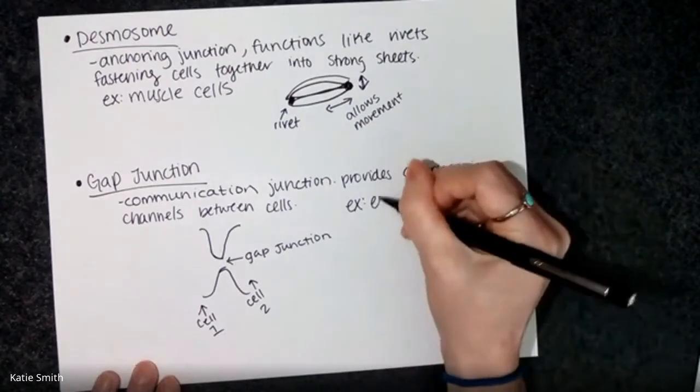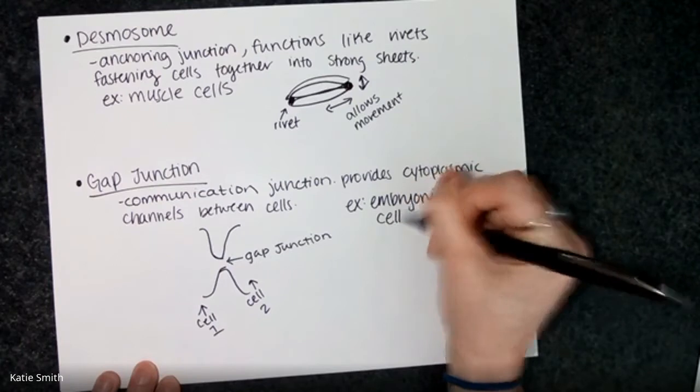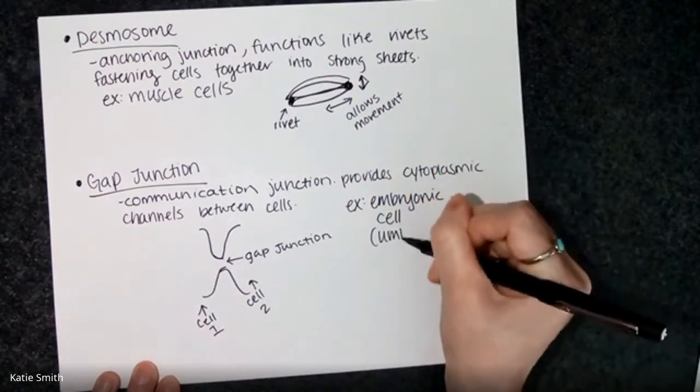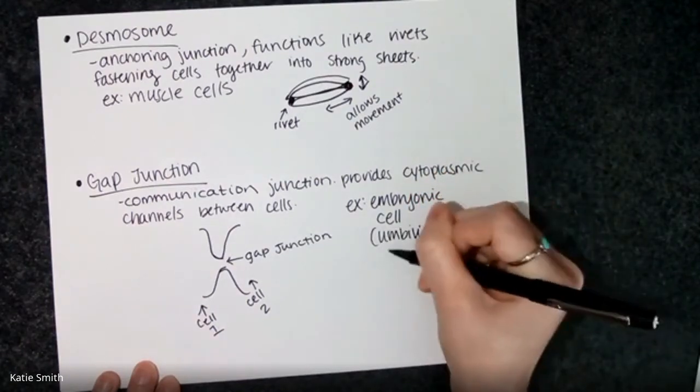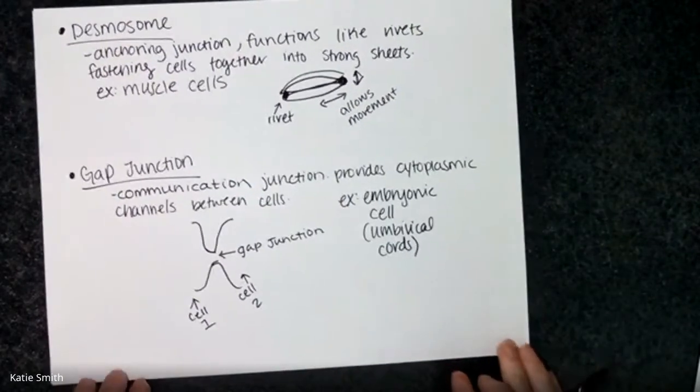So an example is embryonic cells. So like in umbilical cords. Oh, we don't need those anyway. You need them while you're being formed.